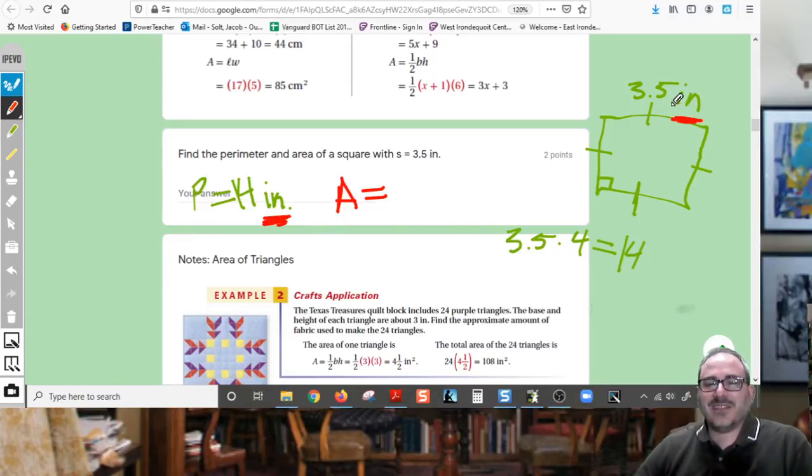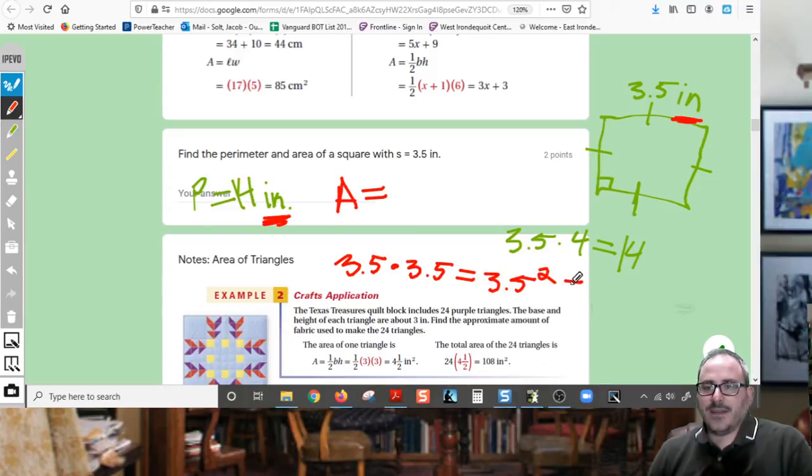Okay, and then let's do the area now. Well, remember the area of a square or rectangle is going to be length times width, or in the case of a square, it's going to be a side squared. So 3.5 times 3.5 is the same thing as 3.5 squared. Now, a lot of you knew that, but I always like to write it so you can visualize what's going on. It's 3.5 squared, which is the same thing as 3.5 times 3.5.